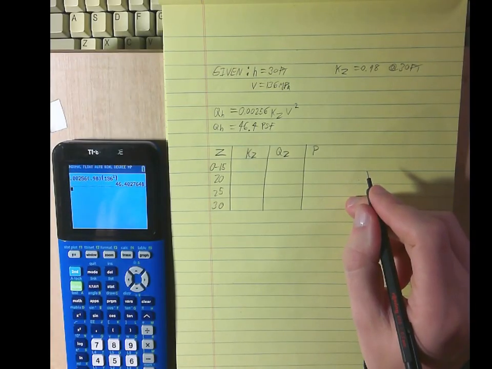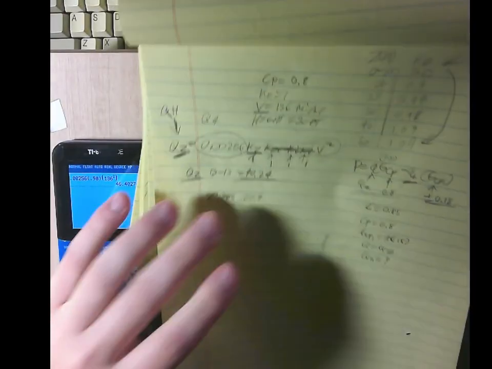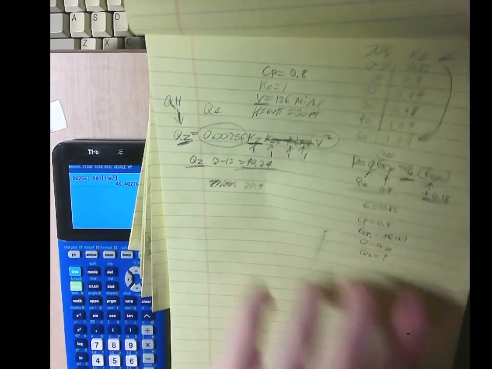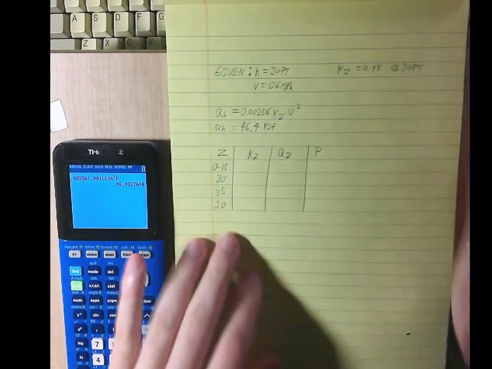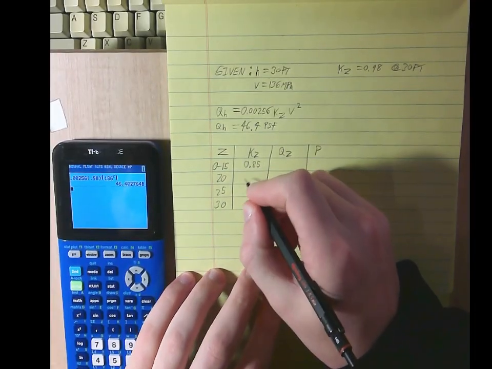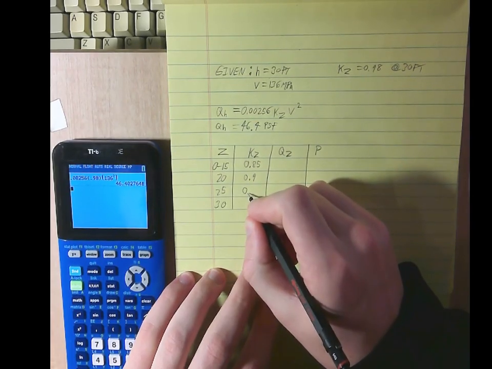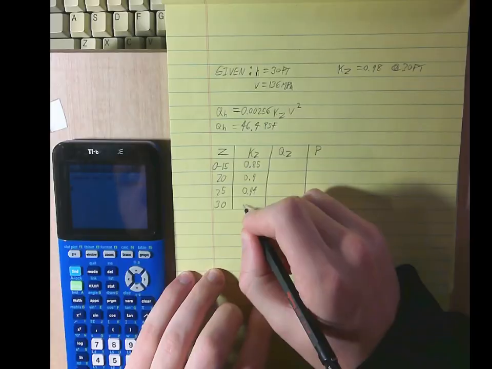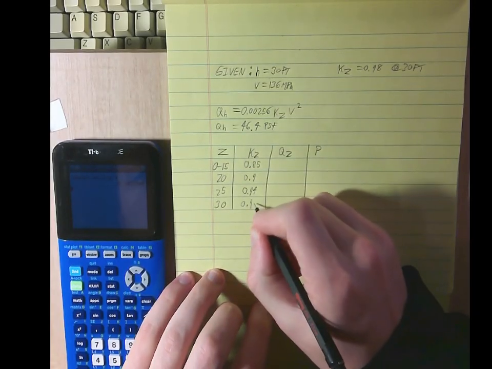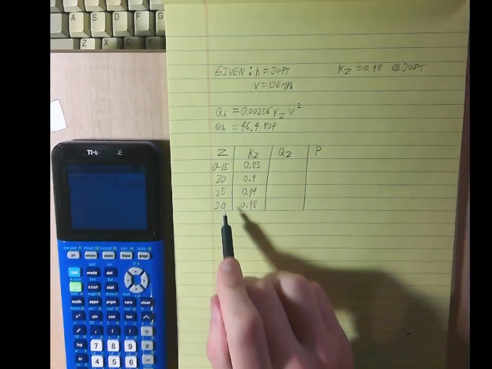So our KZ for 0 to 15, if we go back through to here, it's going to be 0.85, 0.9, 0.94, and then 0.98. So this is our KZ for all of these Z values.